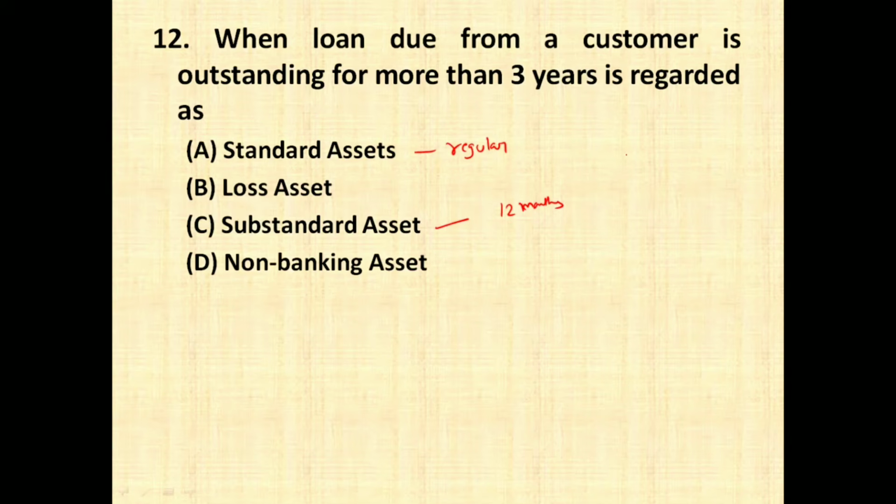Now if the amount is not paid by the bank customers for more than 12 months, then it is called a doubtful asset. So doubtful asset should actually be the answer for this question. So therefore the most appropriate answer for this question will be loss assets. Loss assets are the assets which are classified by the bank auditor as those on which neither the interest nor the principal amount is being repaid by the customer.